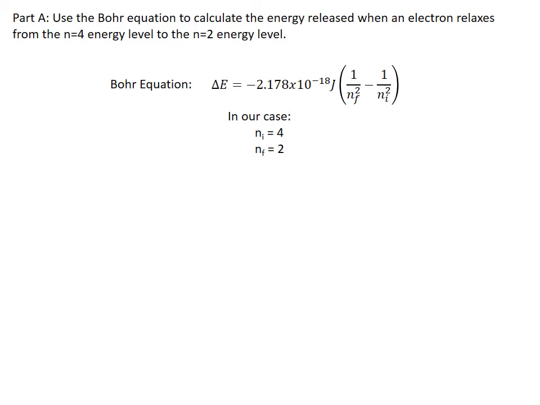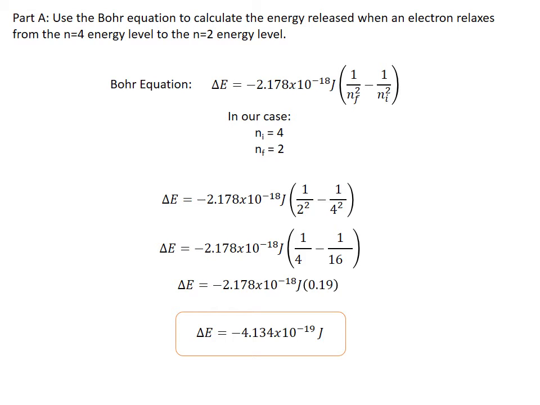1 over n sub f squared minus 1 over n sub i squared, where n sub f is the final energy level and n sub i is the initial energy level. In our case, n sub i equals 4 and n sub f equals 2. If we plug in our numbers, we get this equation, which if we crunch down, gives us a final answer of delta E equals minus 4.134 times 10 to the minus 19th joules. This is the energy of the photon that's been released by this electron relaxing.